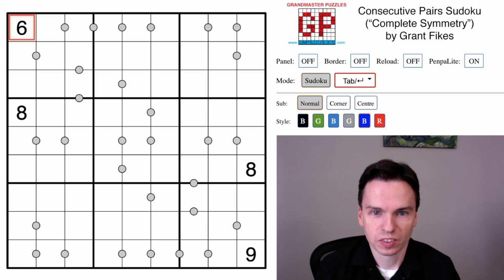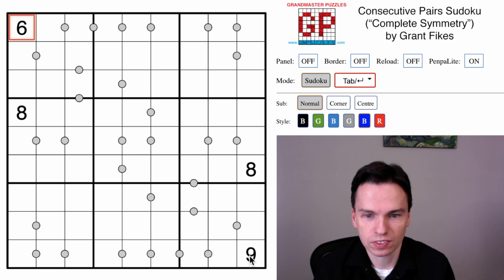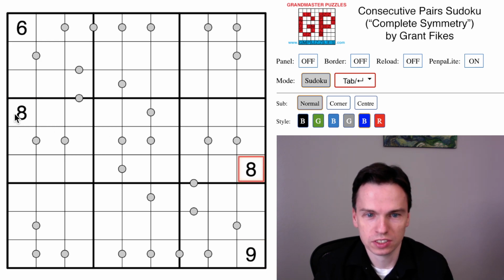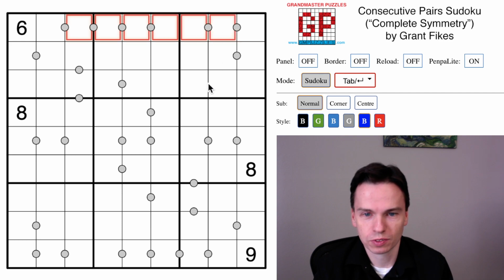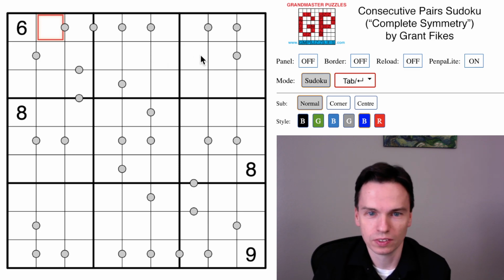We're going to solve this consecutive pair Sudoku by Grant Fikes. The theme is complete symmetry, and these digits 6 and 9 in opposite cells, they actually rotate to become the same digit. A 6 becomes a 9 with a 180-degree turn, and an 8 and 8 are the same digits by shape. So not only do the dots rotate to stay in the same symmetric positions, but the digits rotate to transform into symmetric digits.